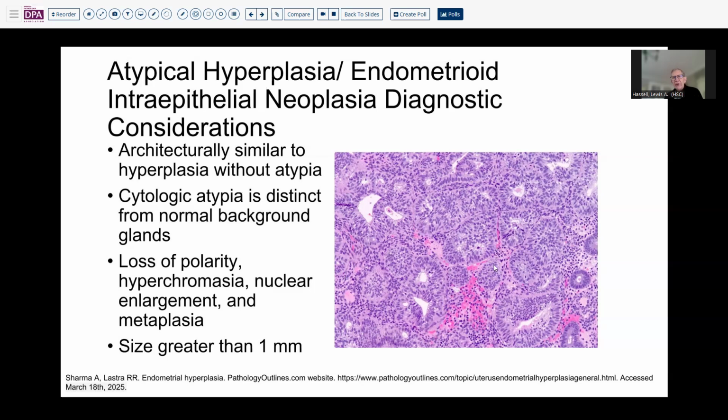Additionally, there's a size criterion that is important for this, that things that are less than 1 millimeter, while we might comment and call them atypical glandular proliferation, we would not classify that as EIN. It would not have the same level of risk as EIN.